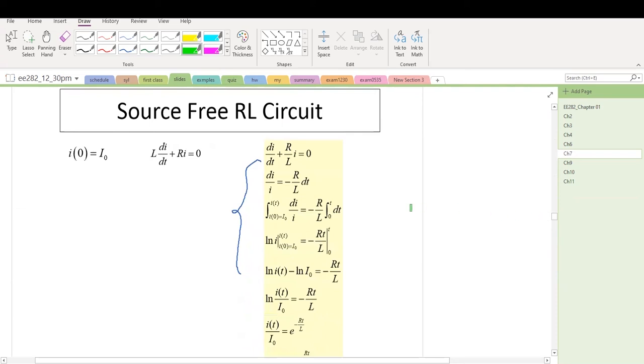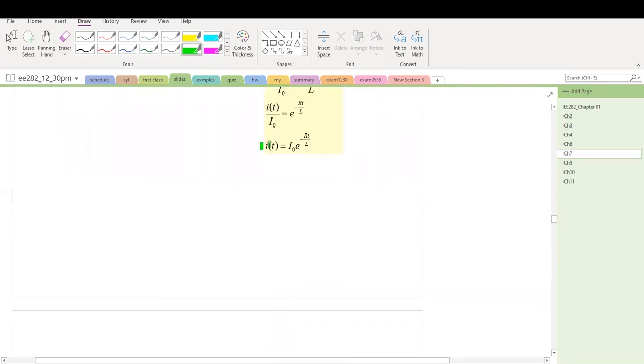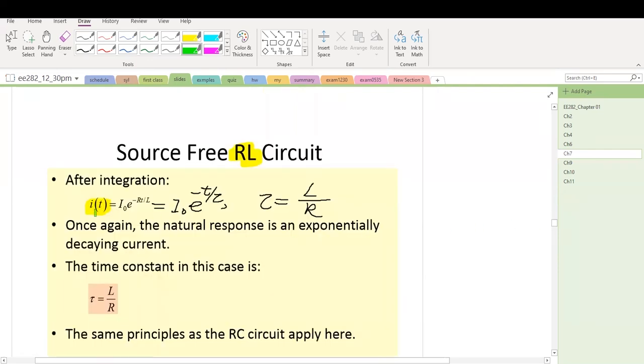And following the same steps as we solved for RC circuit, we obtain that i of t equals I0 e to the power minus Rt divided by L. So this is exactly i of t equals I0 e to the power minus Rt divided by L. And this equals I0 e to the power minus t divided by tau, and tau, that's the time constant, L divided by R. This is the source-free RL circuit response.